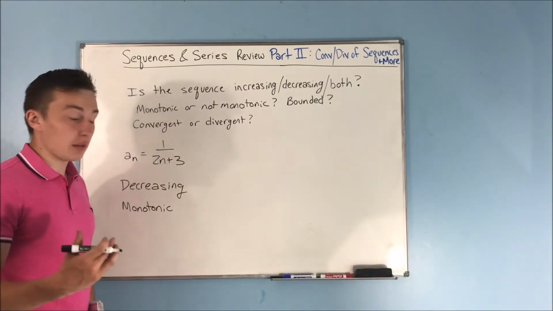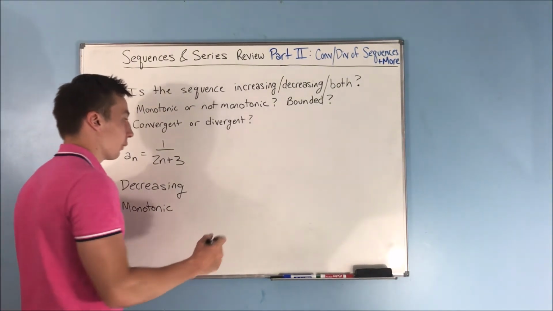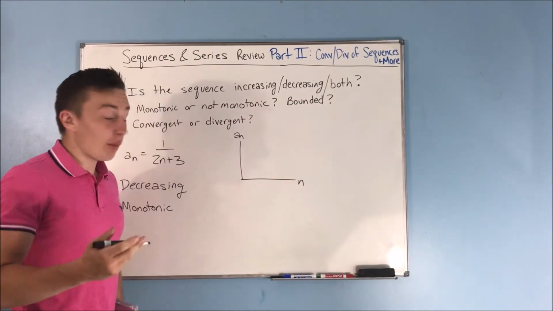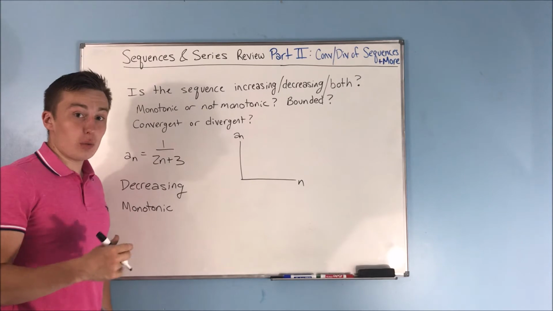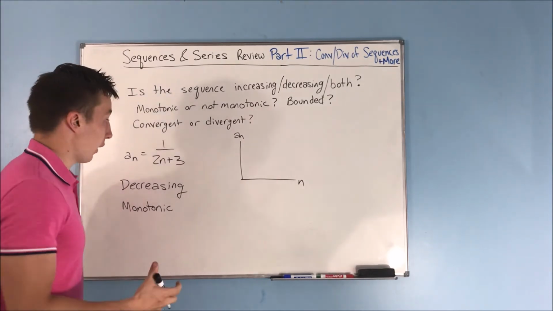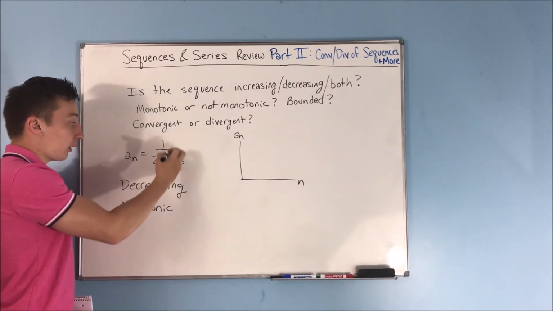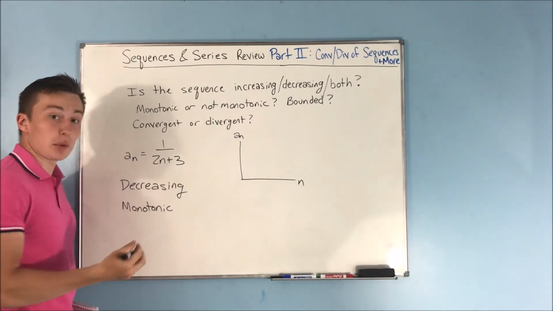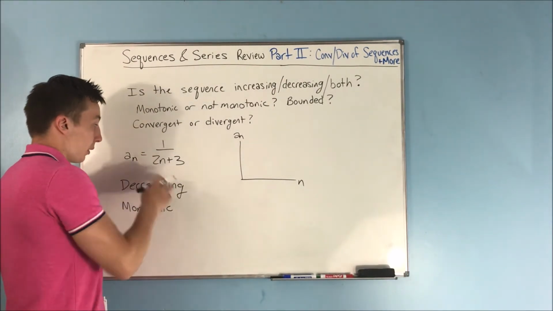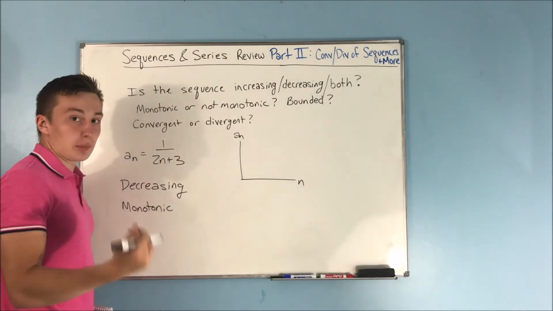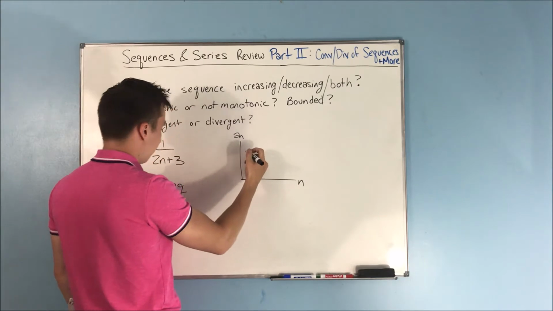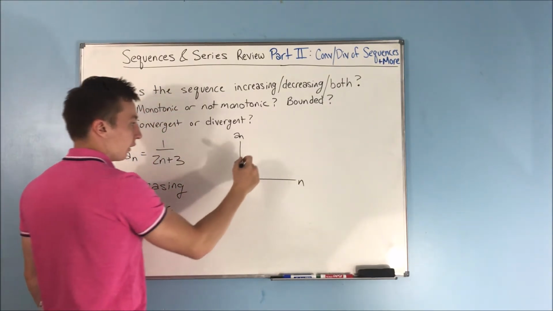Now, is it bounded? Well, let's take a look at what this would look like. Now, I'm going to admit, I don't know exactly what this graph looks like, but I do know that it's going to look something like a 1 over n graph. It looks pretty similar to that, right? I mean, we're just multiplying a number and adding a number. So really, it's going to look a lot like 1 over n. So let's say that it looks like this.